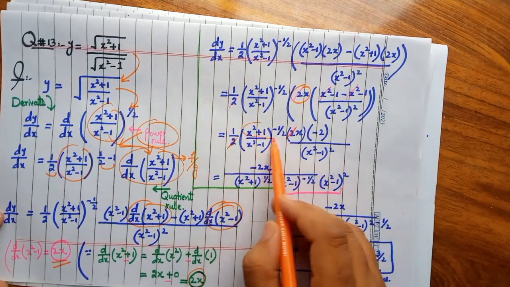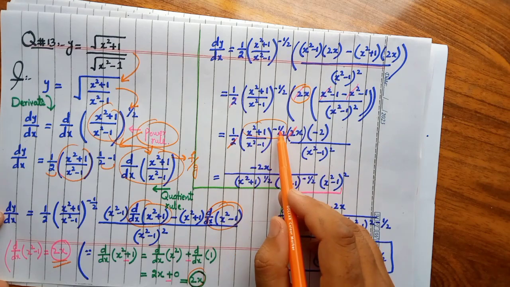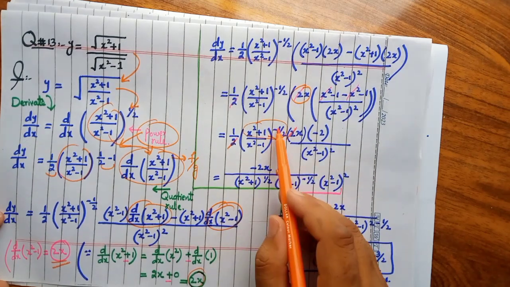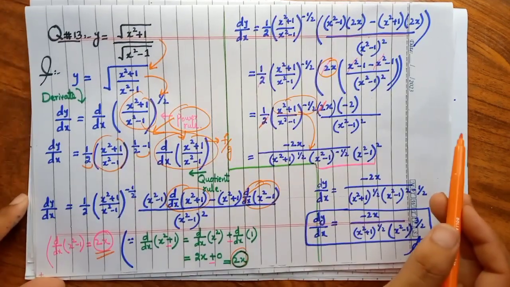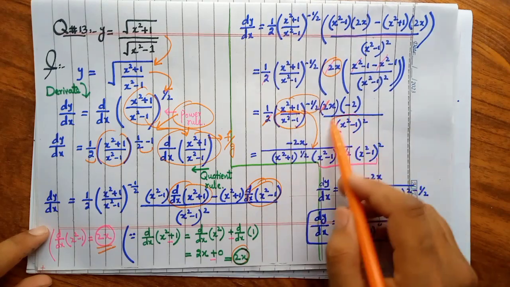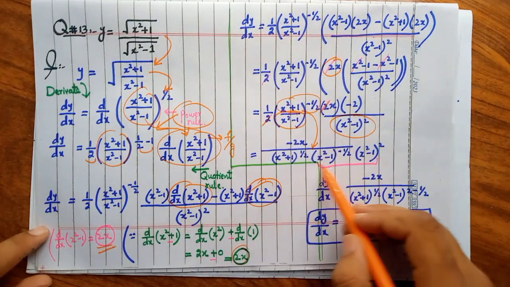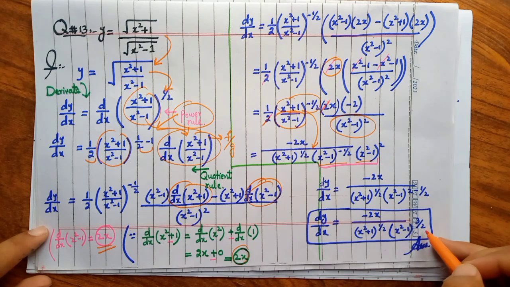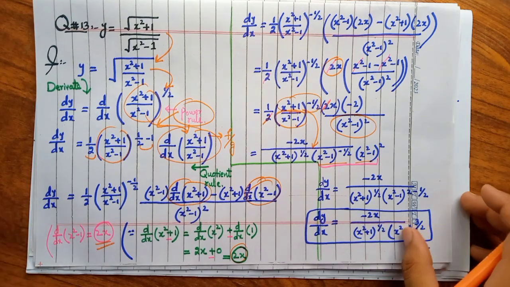Again we will separate x square plus 1 power minus 1 over 2, and we will take this power in the denominator. Here is the minus power, and in the denominator this will become positive, and this is power minus 1 over 2, and this is power 2. Combining these two powers, this will become 2 minus 1 over 2, and this will be 3 over 2. This is question number 13.